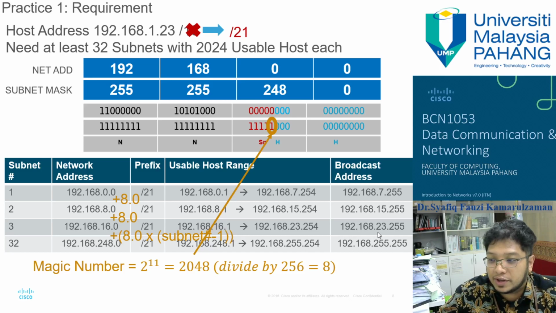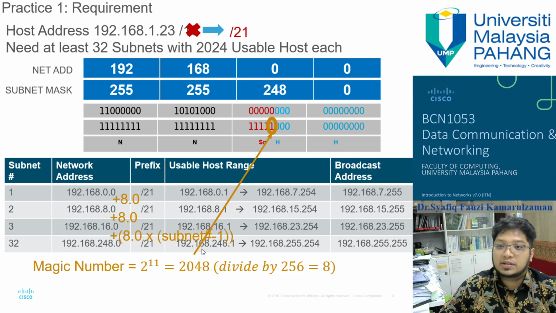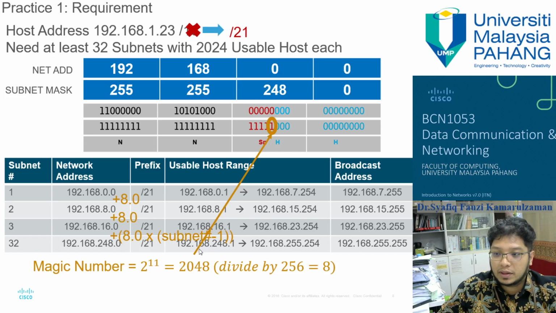So here you got the broadcast address based on the number before the next subnet for each, and anything in the middle is the usable host range. So this is how you get your subnets for this network, so instead of /16 it becomes /21.